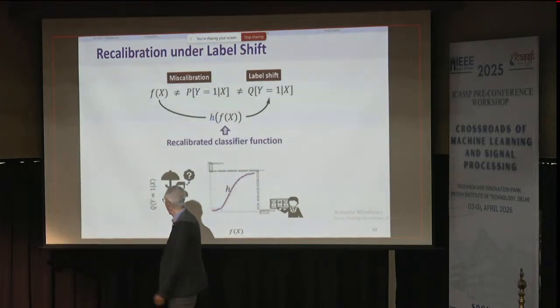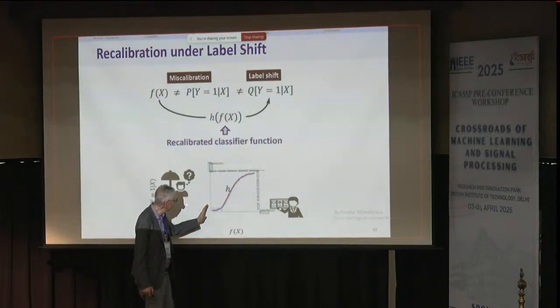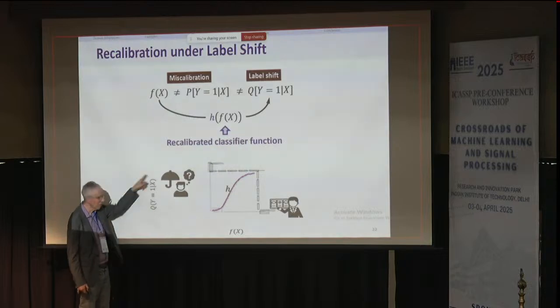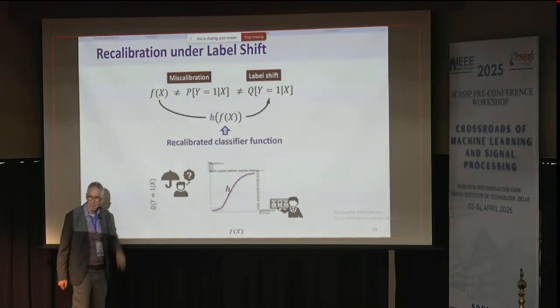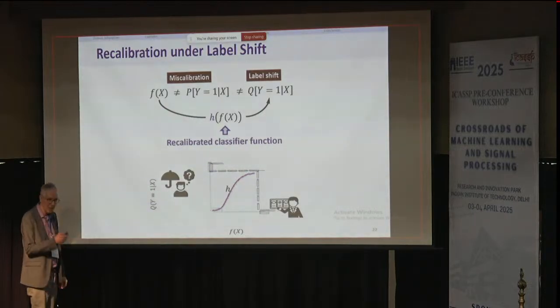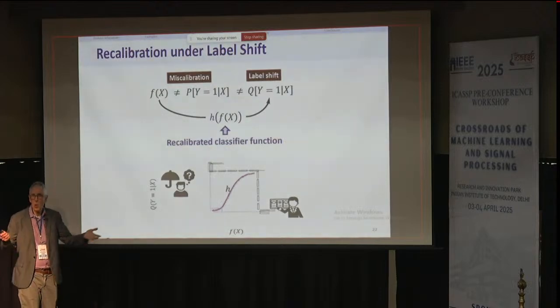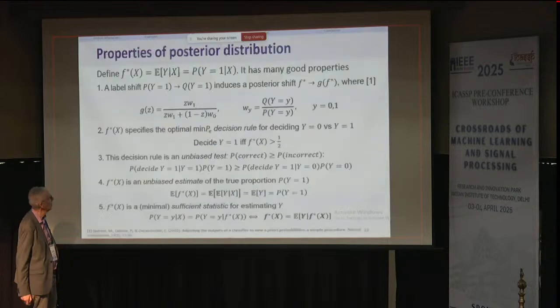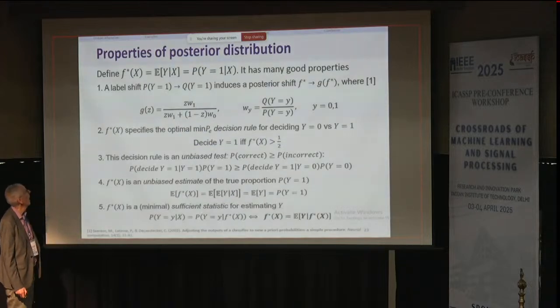And so we want to find this h function that's going to map f of x closer to the posterior distribution on your data set, right? On your local observations at home of what the weather looks like. All right, so that's in a nutshell what we're trying to do.